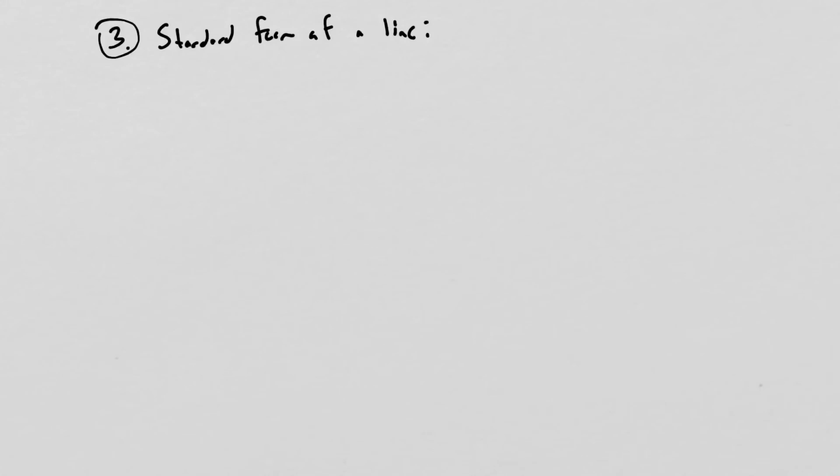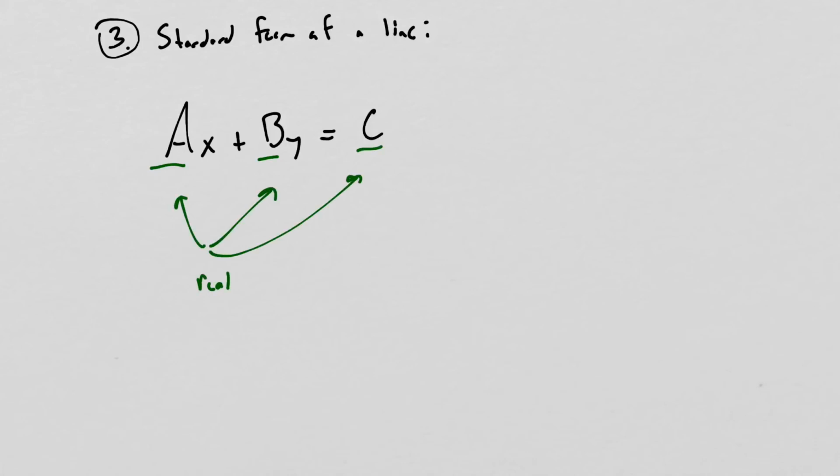The standard form of a line is given by the equation ax plus by is equal to c, where a, b, and c are all real numbers, and x and y are variables. Let's find the standard form of a line given some information.